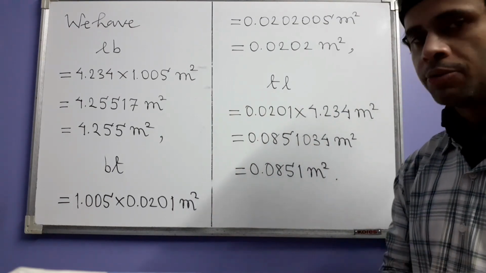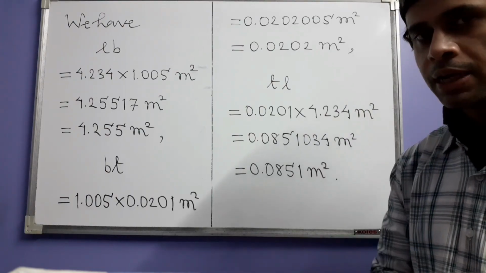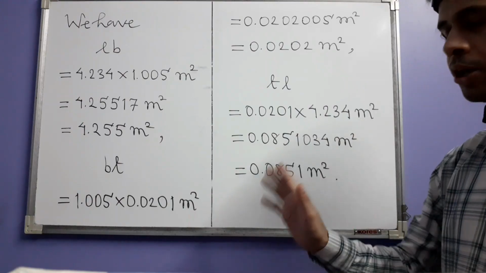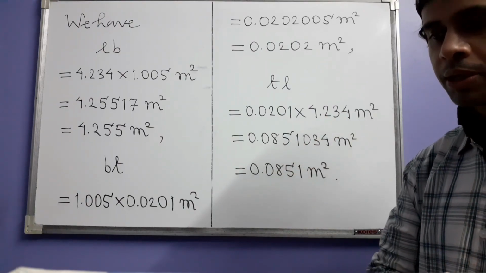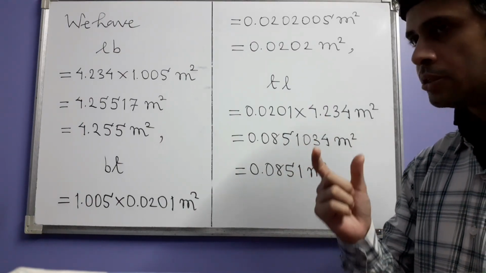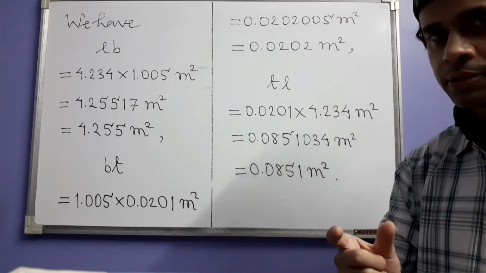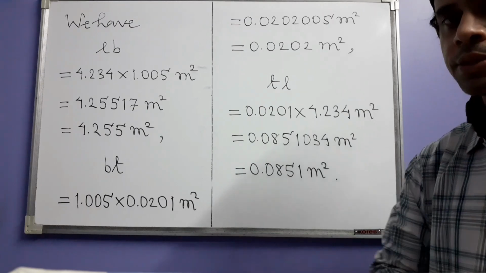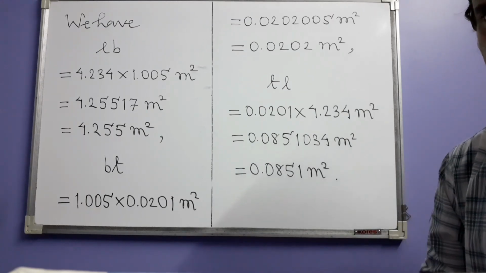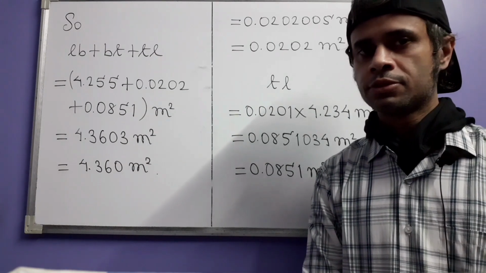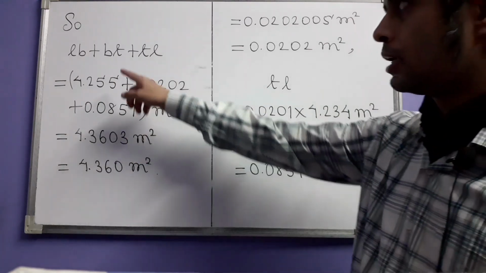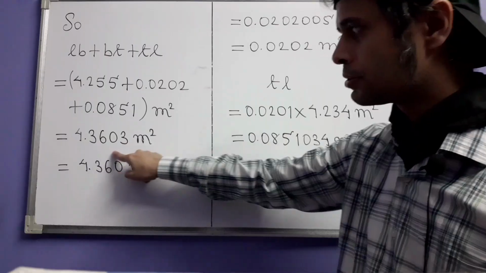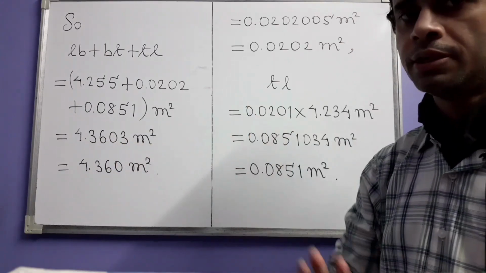And to decide how many significant figures the final sum value should have, another rule is followed. There we do not see the number of significant figures, but we see which of the summands has the least number of digits after the decimal point. That's the different rule. So we next calculate the sum of LB, BT and TL, and this is what you get, 4.3603 meters squared.